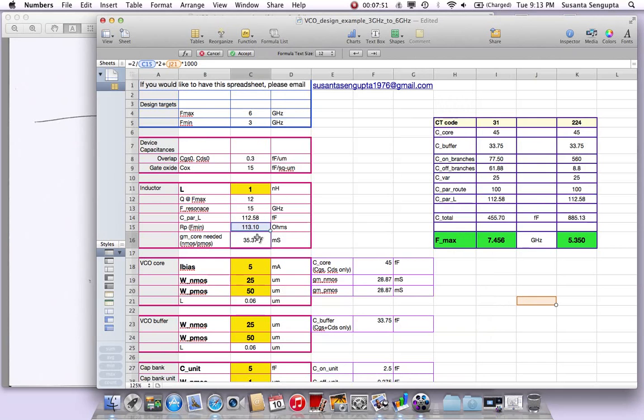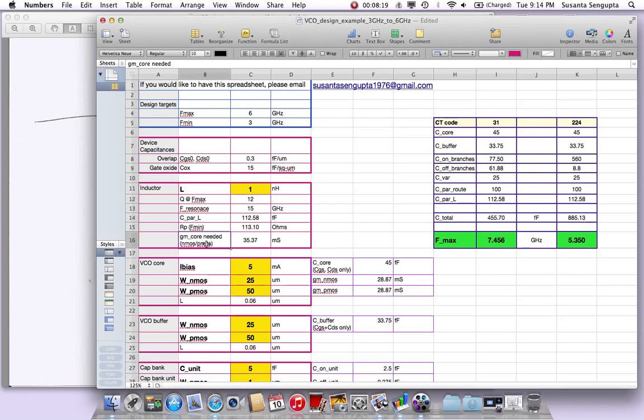So here is the formula, 2 by RP, which is 715. And of course, I'm converting it to millisiemens. That's why I have 1000 multiplied. But whatever the GM it says, I have actually doubled it. I doubled the value here to make sure that I actually have more GM than what I really need.